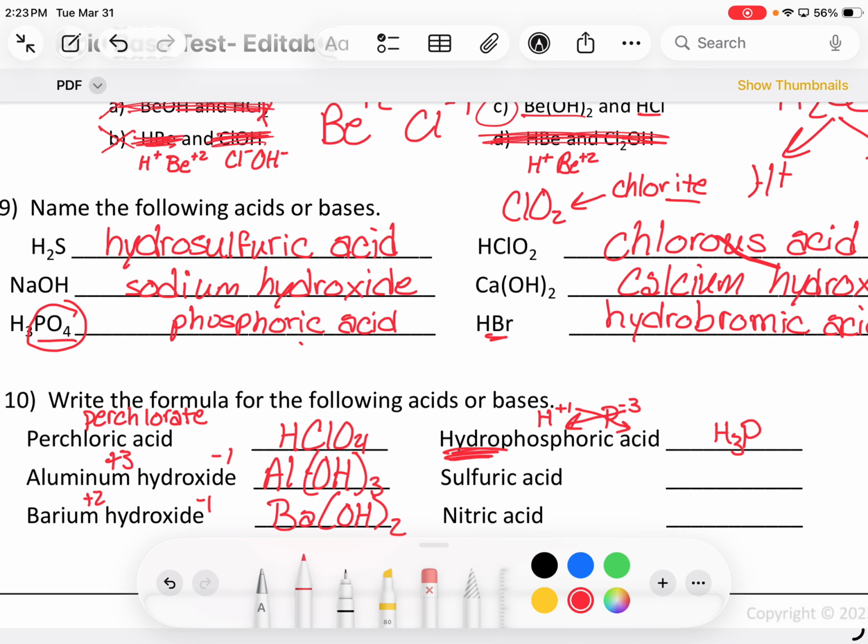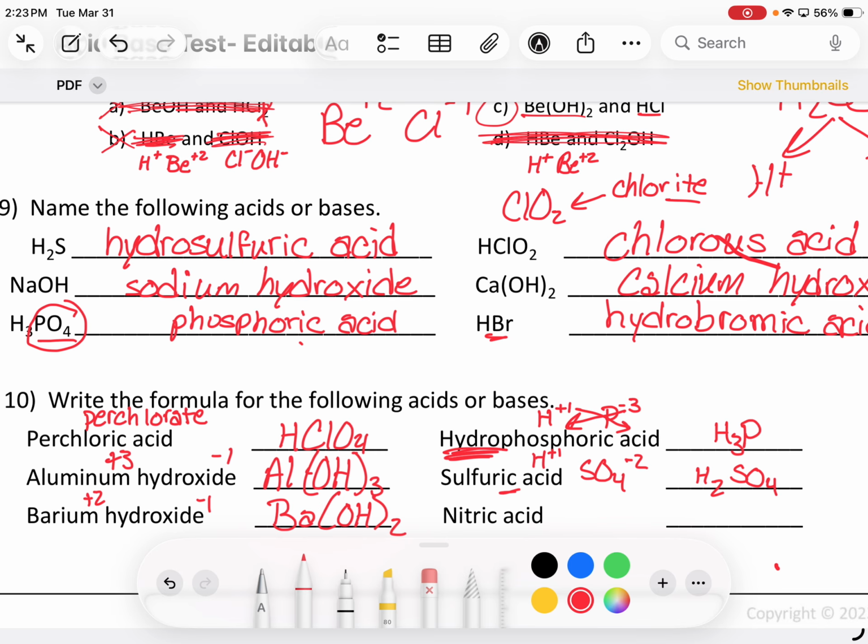Sulfuric acid, again, since there's no hydro, that means this is an oxyanion that's going to have oxygen present. Since it's ic acid, we know that it was sulfate, which is SO4 with a -2 charge. Hydrogen has a +1 charge. Cross their charges to get the subscripts.